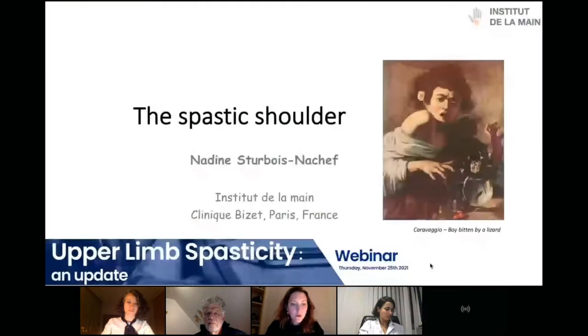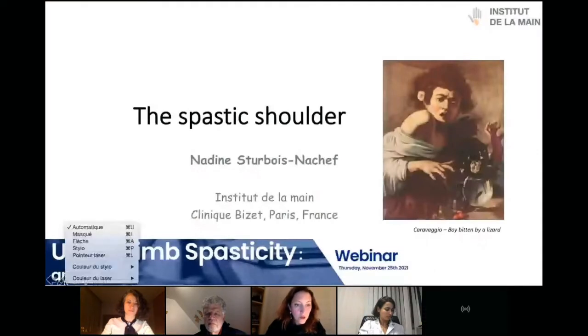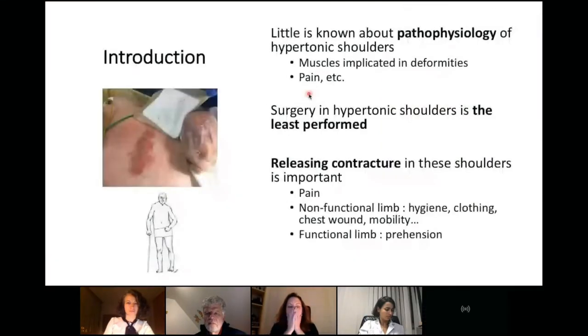I'm going to talk to you about the spastic shoulder. The spastic shoulder is really difficult to assess as there are a lot of different muscles, and the majority of them are very deep. It is very important to treat these shoulders because the patient can present pain, hygiene and dressing issues in a non-functional limb, and in a functional limb, it can impair the function and the prehension.